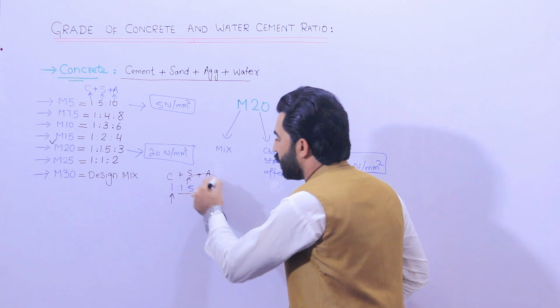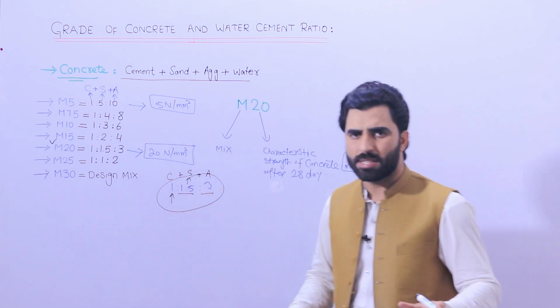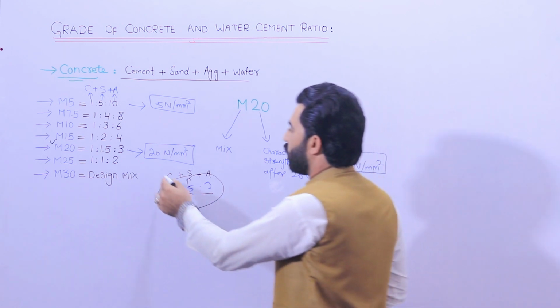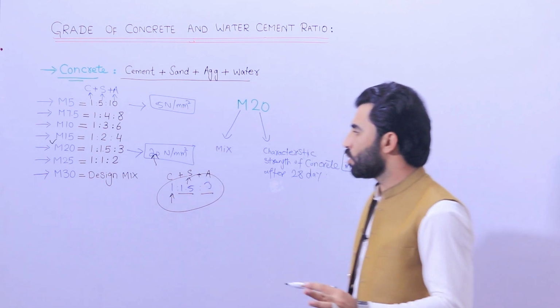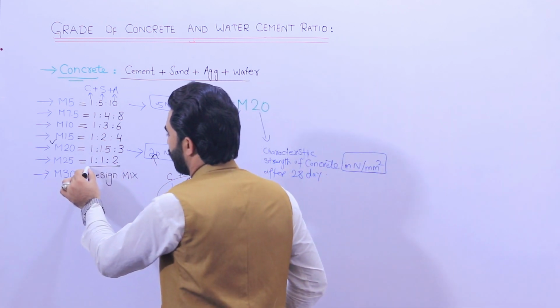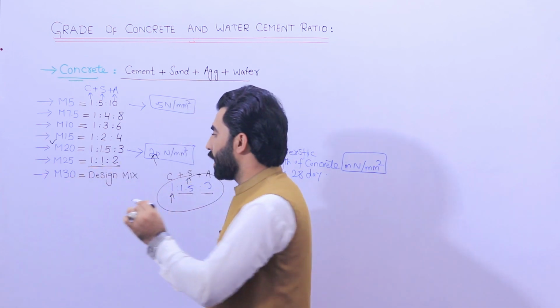So when we add these materials with this ratio, by weight or by volume batching, we have two methods. You will get this strength, which is M20. So these are grades of concrete. M25, this is the ratio 1:1:2. It means 1 bag of cement, 1 bag of sand, and 2 bags of aggregate.